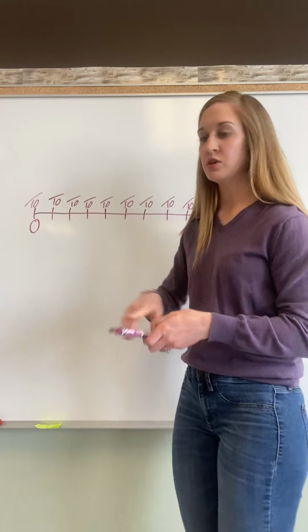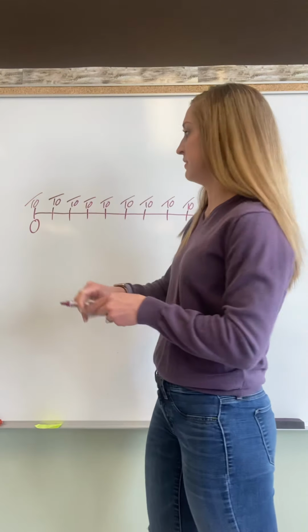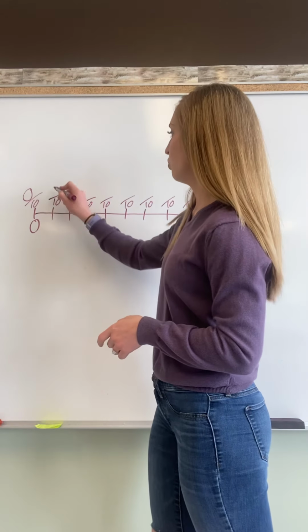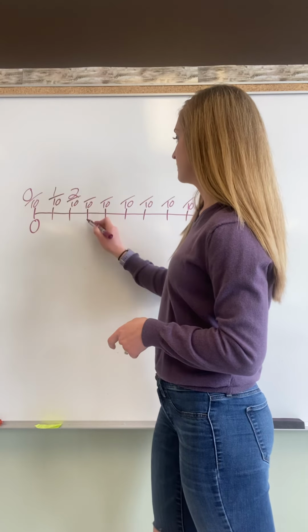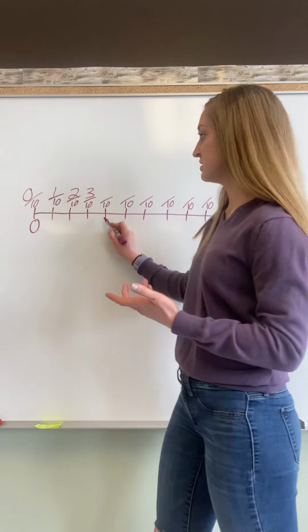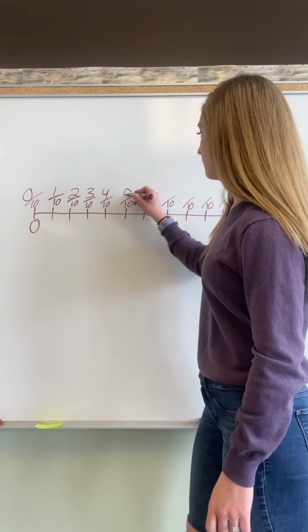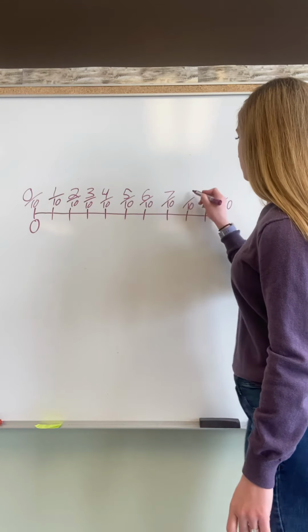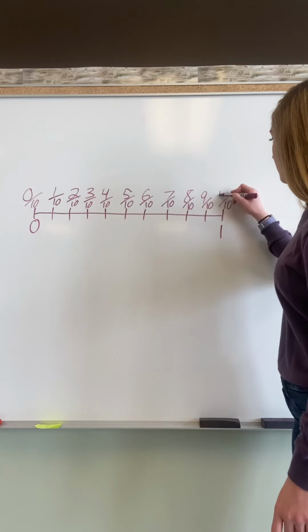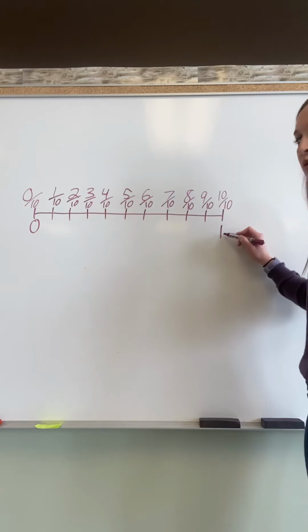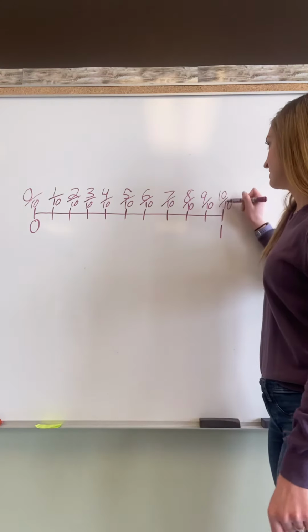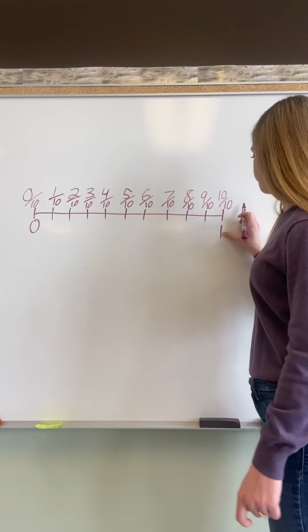So here, starting over here, I have 0 out of 10. Okay, then I have 1 out of 10, 2 out of 10, 3 out of 10. So basically what I'm doing here is I'm just counting the ticks. This is 4, 5, 6 out of 10, 7 out of 10, 8 out of 10, 9 out of 10, and 10 out of 10, or 1 whole. When these numbers are the same, that means it's 1 whole.